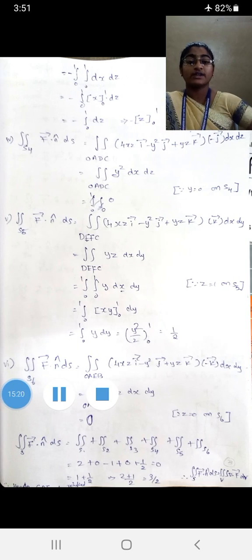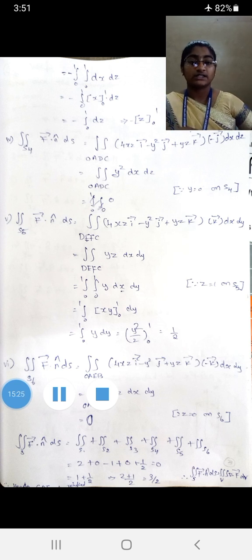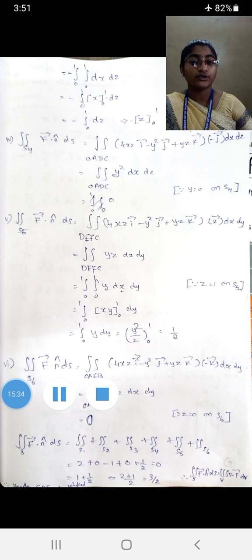Now the fourth surface. The opposite of the j vector is the minus j vector. Multiplying with the j vector, minus into minus is plus y square dx dz. We know that on surface 4, the value of y is 0. So our surface 4 will become 0.